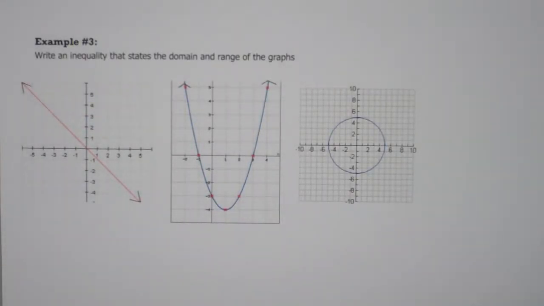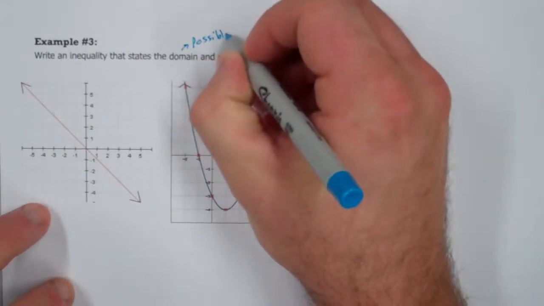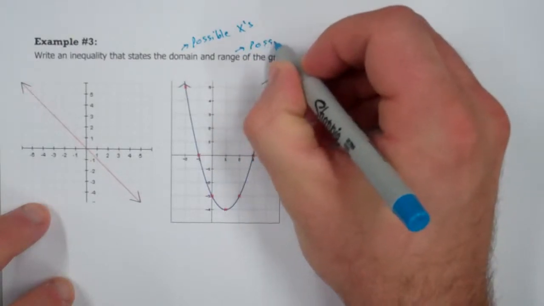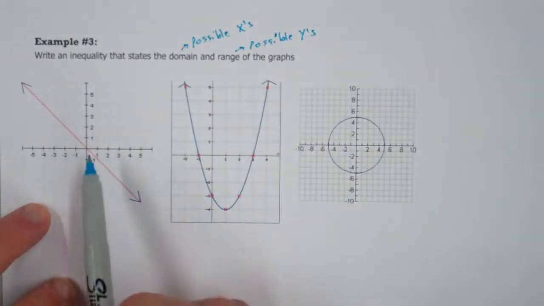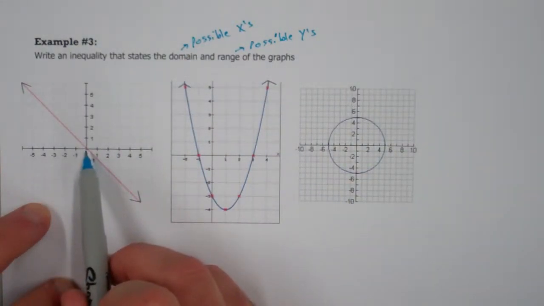In this example, we need to write an inequality that states the domain and range of the graphs. The domain, that's the possible x's, and the range is the possible y's. If we look at this first graph, it appears that x could be, well, just about anything.